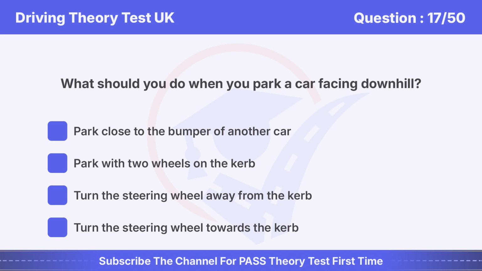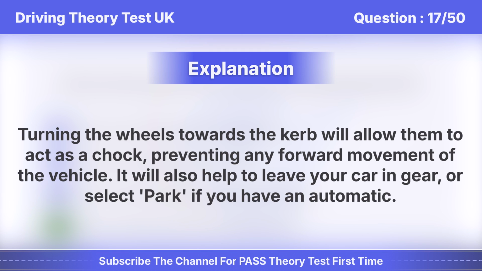Question 17. What should you do when you park a car facing downhill? Answer is D. Turn the steering wheel towards the curb. Turning the wheels towards the curb will allow them to act as a chock, preventing any forward movement of the vehicle. It will also help to leave your car in gear or select park if you have an automatic.